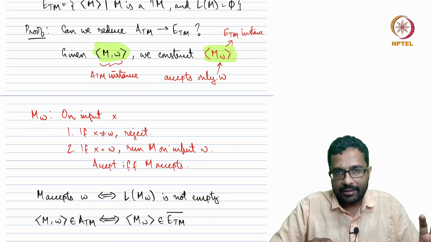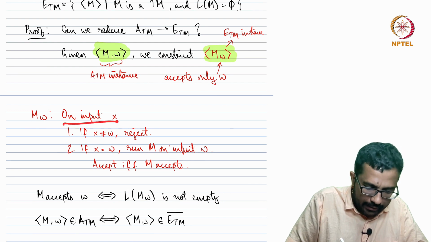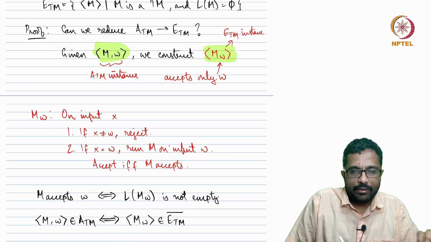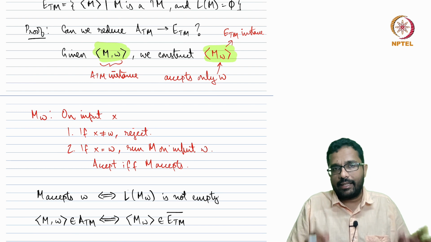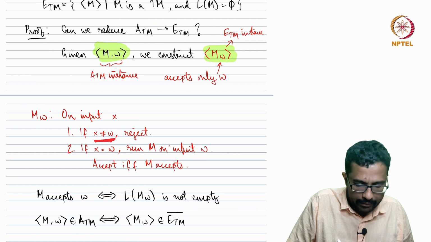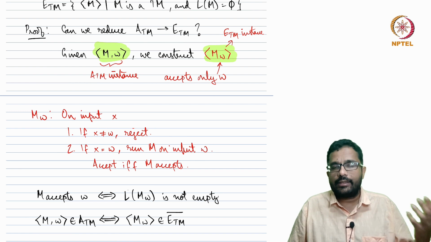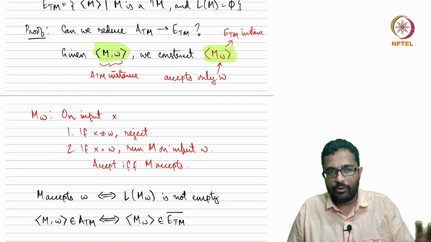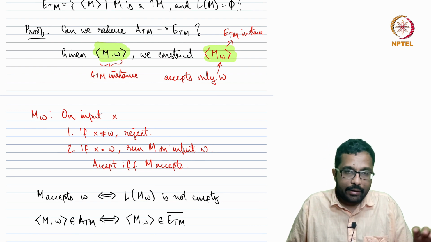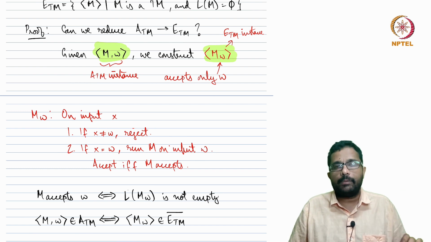Whenever there is an input X to MW, now MW knows W, so W is like a fixed string that it is aware of. It first checks whether X is equal to W. If X is not equal to W, it rejects. That is the first step that MW does. So it rejects for any input that is not W. The only string that it may accept is W.